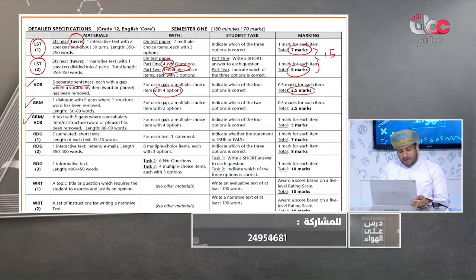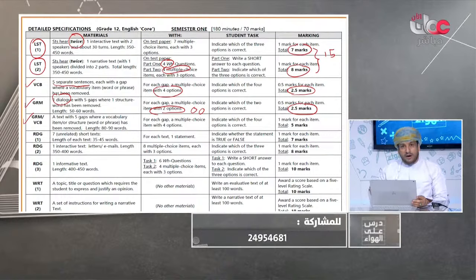If you go to the grammatical question here, it will be a dialogue with 5 gaps. So there will be only 2 options, which I think will make it more likely to get the good answer here. All right, so you have to indicate which one is the correct answer. So the total marks is also 2.5 marks. So it will be half a mark for each question.